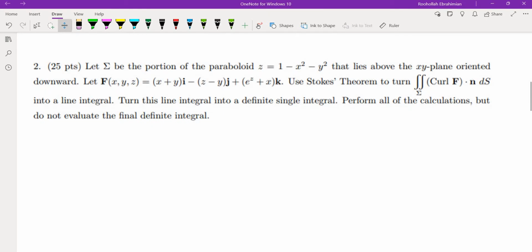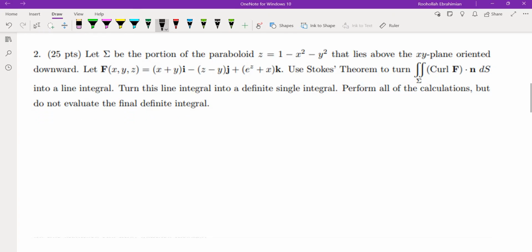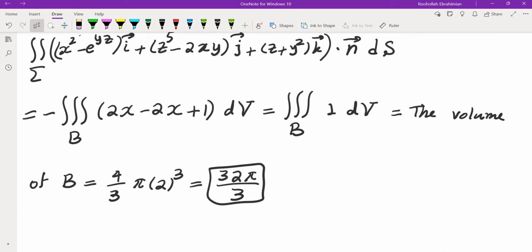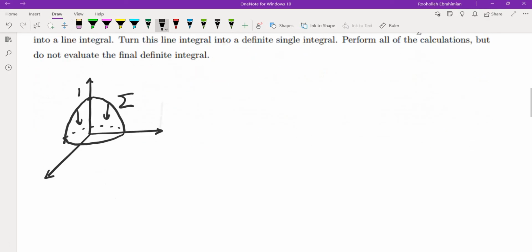Okay, so let's move on to the next problem. Let sigma be the portion of the paraboloid z equals 1 minus x squared minus y squared. The vertex of this paraboloid is at (0, 0, 1), and it opens downward. So this is our paraboloid. They said the portion of the paraboloid that is above the xy plane, oriented downward. So this is our sigma, and the orientation is downward. Oh, and for the previous problem, I forgot the negative sign. So we'll have a negative sign there, and this would be negative 32 pi over 3.